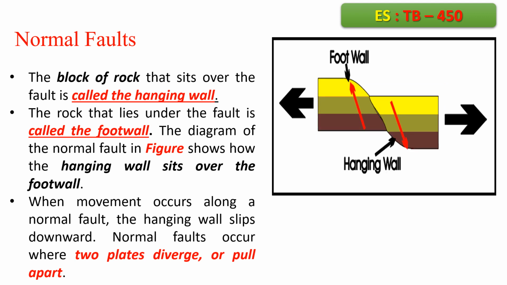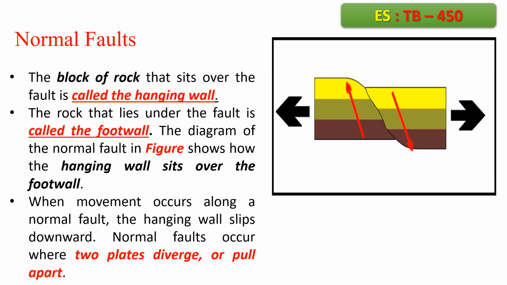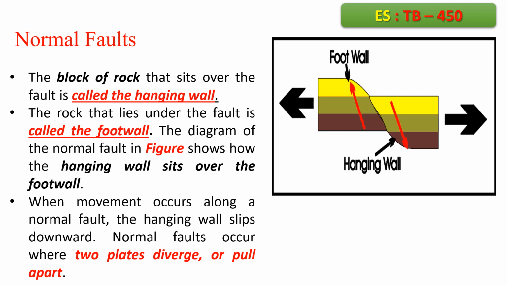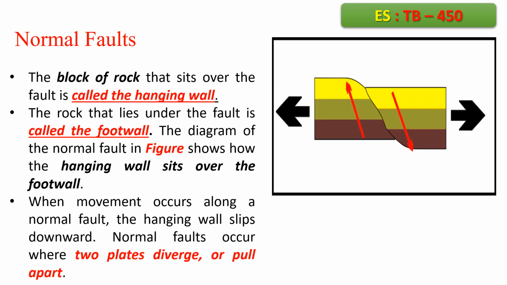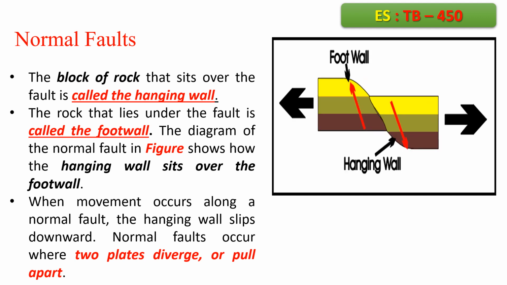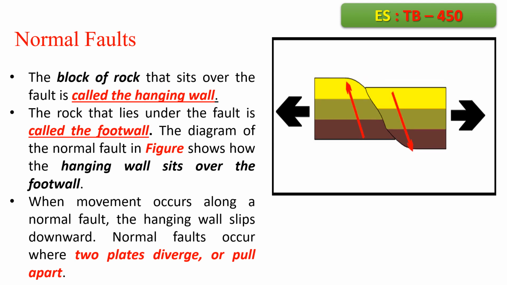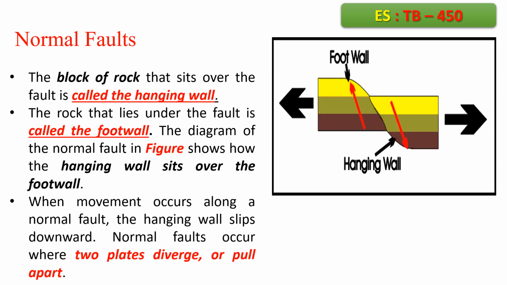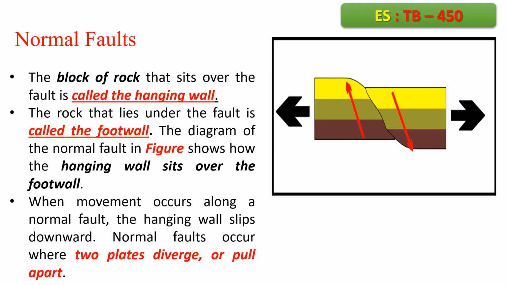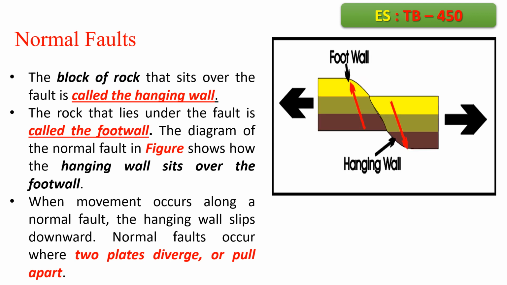Let us check the movement in the animation of the diagram. When movement occurs along a normal fault, the hanging wall slips downward. Normal faults occur where two plates diverge or pull apart.